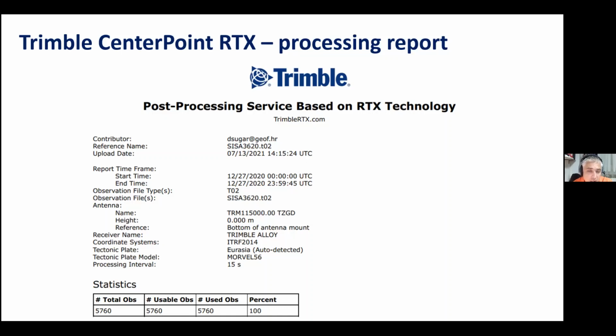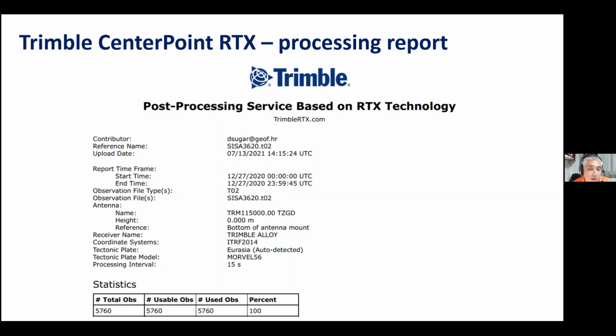Observation file type is a Trimble proprietary T02. This is the observation file name. The antenna name, it's a Trimble Zephyr 3 Geodetic with dome, the height, the reference to which the height was measured, the receiver name, the coordinate system. Indeed, I have chosen the ITRF 2014.